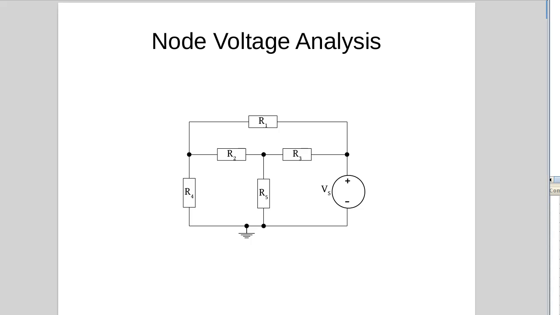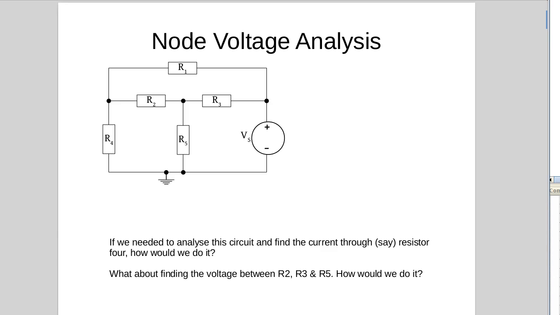Here we're looking at node voltage analysis. If we take a circuit, let's say that circuit there, if we were to try and analyze that using series and parallel resistor analysis, we'd very quickly discover that we can't break that circuit down any more than it already is. There's no series resistors that we can simplify and no parallel resistors that we can simplify. So how do we analyze this?